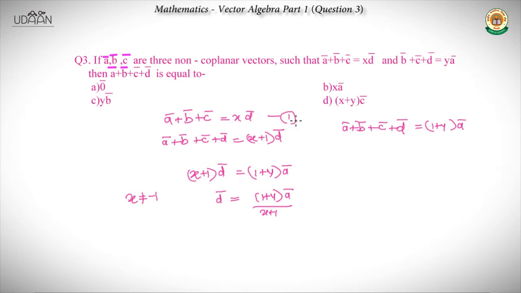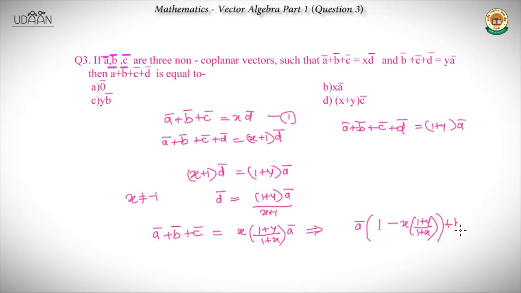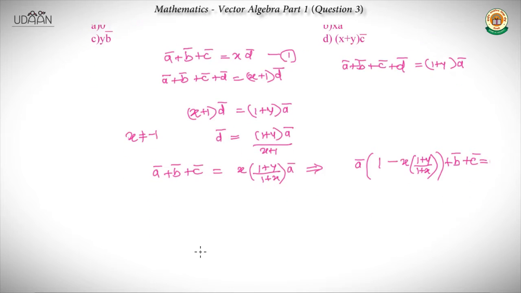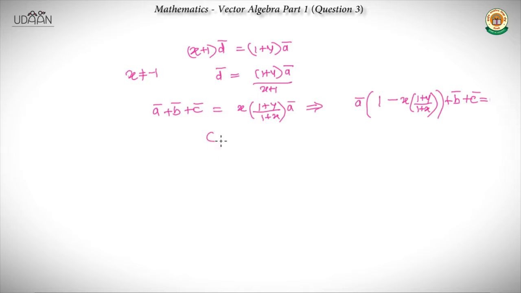So what we get is a vector plus b vector plus c vector is equal to x times (1 plus y) upon (1 plus x) times a vector, which further implies a vector times (1 minus x times (1 plus y) upon (1 plus x)) plus b vector plus c vector is equal to 0. Which implies that a vector, b vector and c vector are linearly dependent vectors, which implies that they are coplanar vectors.